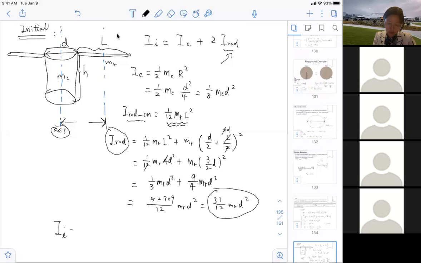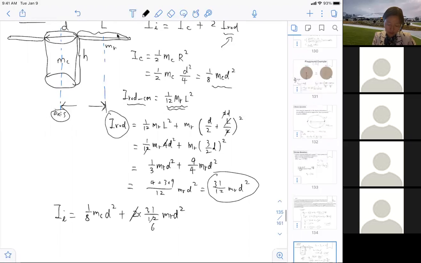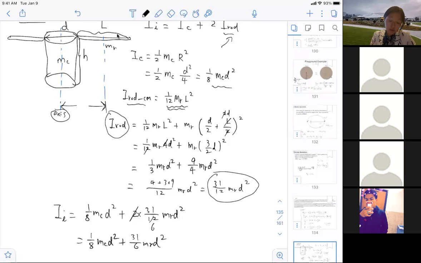I initial is now Ic, 1/2 mc d squared, plus 2 times the rod. Okay, so 2 times 31/12 mRd squared. That becomes 31/6. You might wonder, why can't I just plug in numbers at this point? You could, if you feel that is easier. Okay, so this is the hard part. That's the only hard part, because the final is easy.